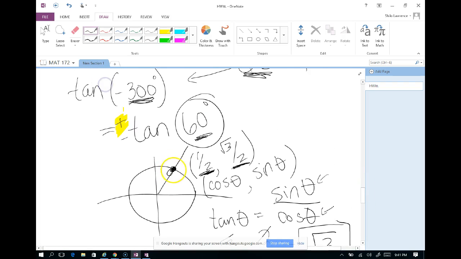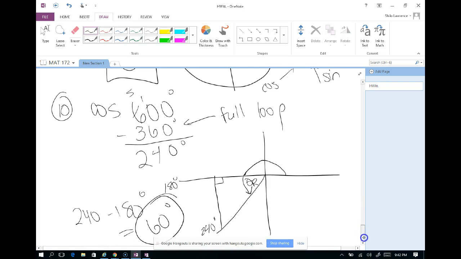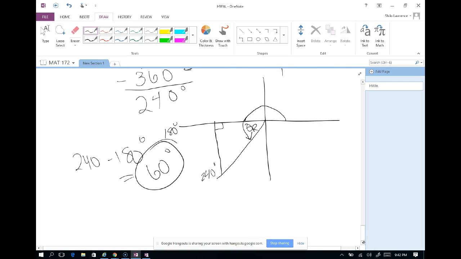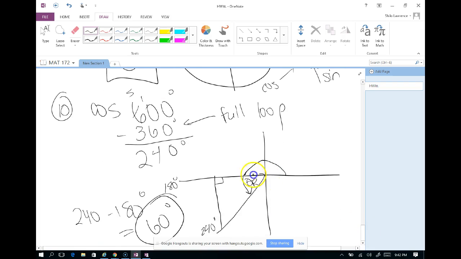Remember, here was 60, and there's the points on the unit circle. But an extra thing that we need to remember, so cosine's the first one, so we know we're going to use a half. But what you also need to remember is when we're working in quadrant 3, cosine's going to be negative. And the way that I know that is because cosine uses the adjacent side, which is here, and the hypotenuse.